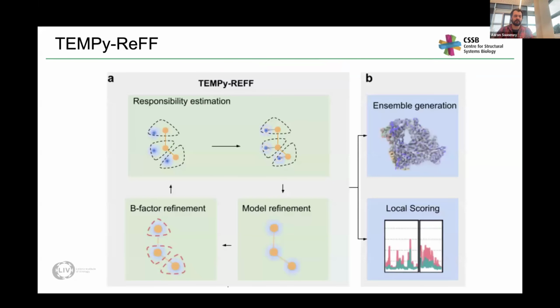So TEMPy-ReFF stands for TEMPy responsible flexible fitting, and responsibility is an idea which comes out of Gaussian mixture modeling. I'm not going to explain it in too much detail, but it basically means that the Gaussians are responsible for different parts of the signal. And of course, by adjusting the positions of the Gaussians, we refine the atomic coordinates, but we can also determine the B factors or local resolution. Another downstream step one can do with TEMPy-ReFF is to generate an ensemble of models, which can sometimes better explain the experimental data. I'll look at that a bit later.